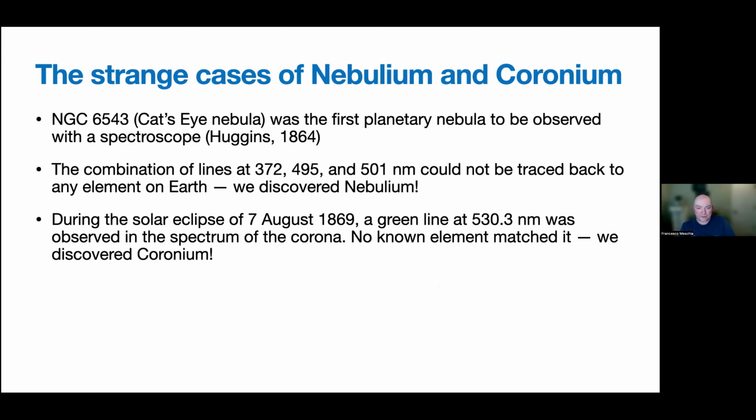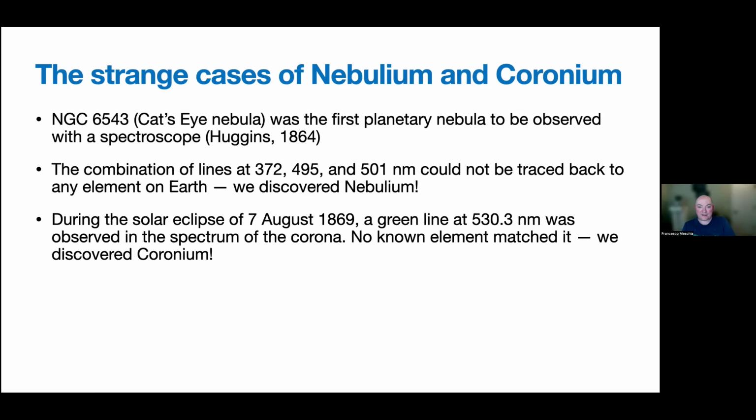In 1864, Huggins observed the planetary nebula NGC 6543, also known as the Cat's Eye Nebula, for the first time. Nobody had seen a planetary nebula with a spectroscope before that. And he found a combination of three spectral lines at 372 nanometers, 495 nanometers, and 501 nanometers. This combination could not be traced back to any known element found on Earth. And so he thought that he had discovered a new element, which was actually given a name. It was called nebulium.